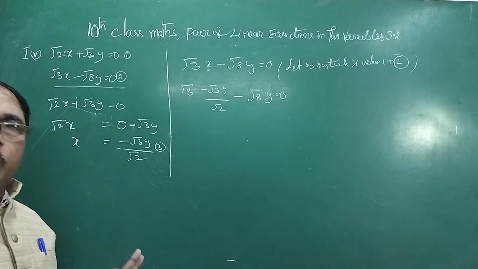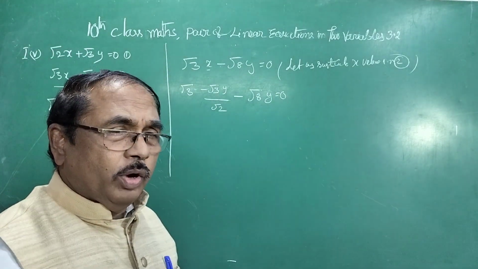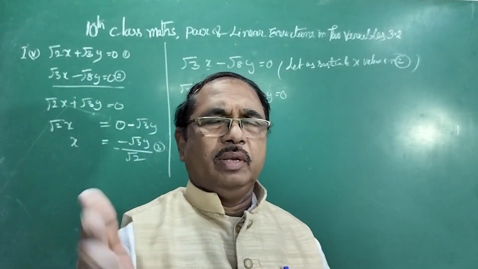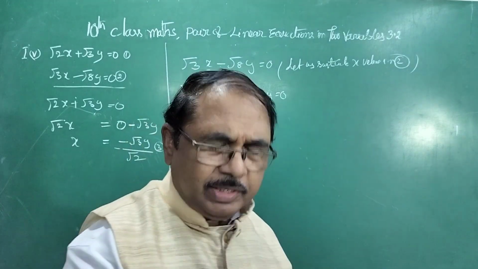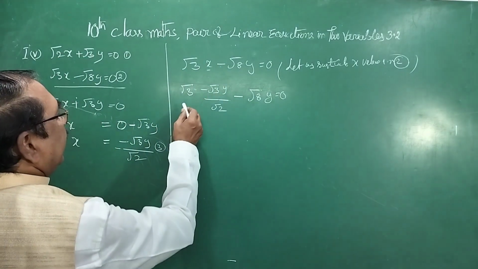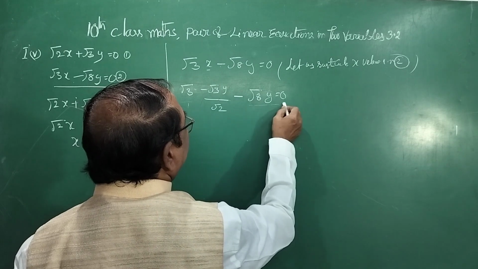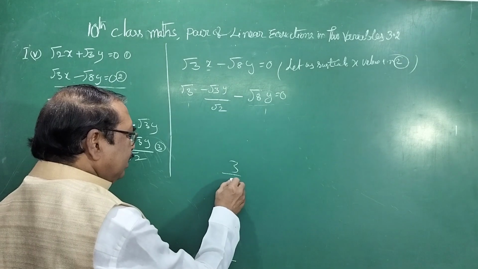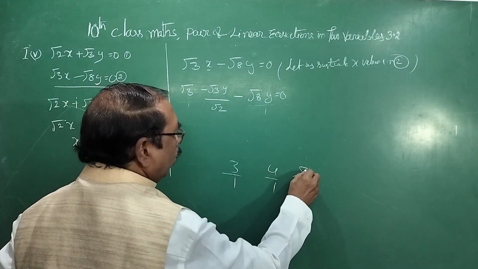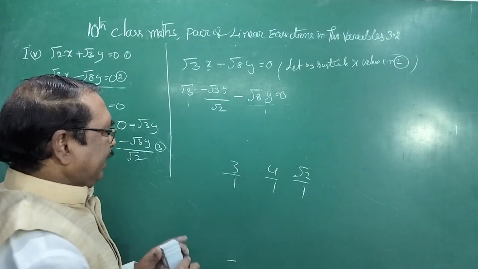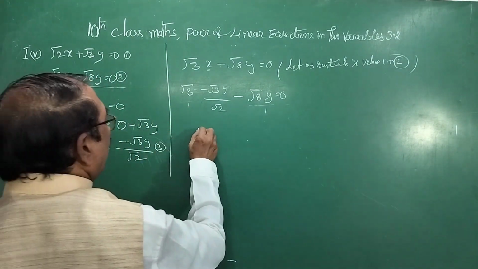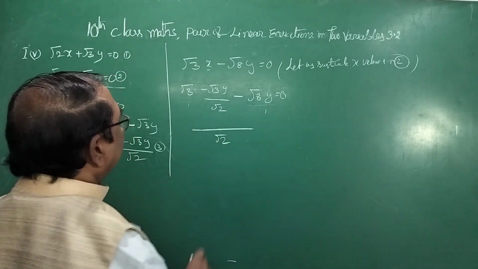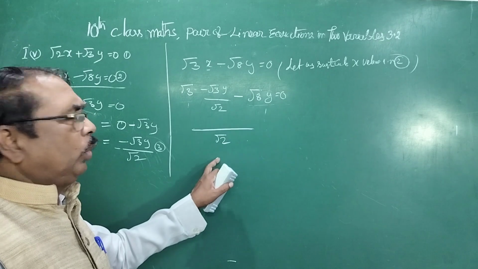Now we have to simplify. If we want to add or subtract fractions, what do we have to find? As usual, we have to find the LCM. Here root 3 is root 3 by 1, and here root 8y is root 8y by 1. Root 2 is root 2 by 1. Let us write like that. Now, what is the LCM? Root 2 is the LCM.